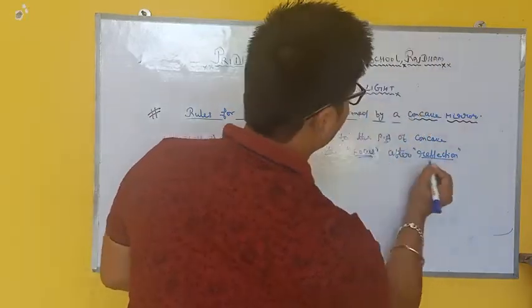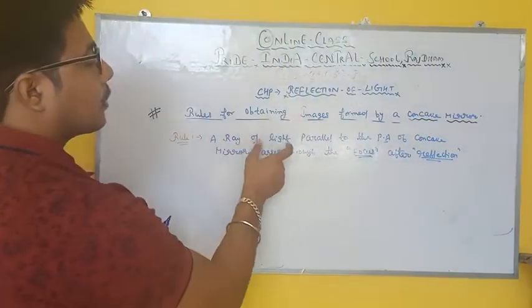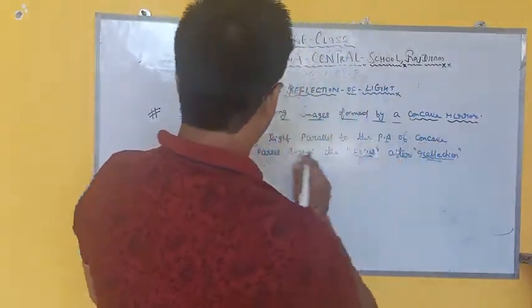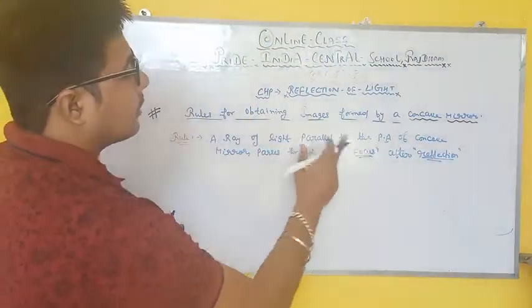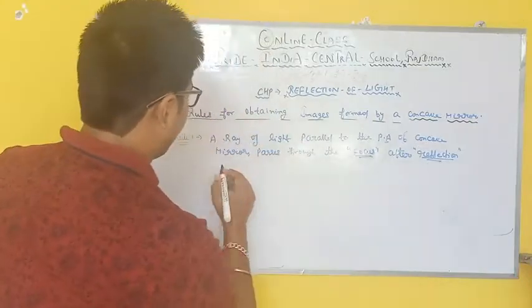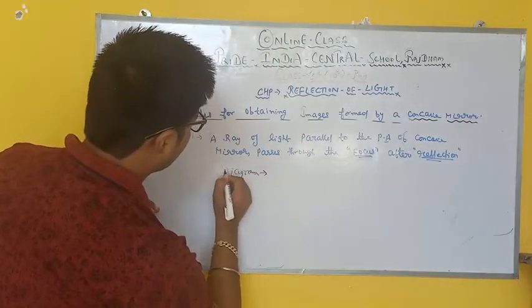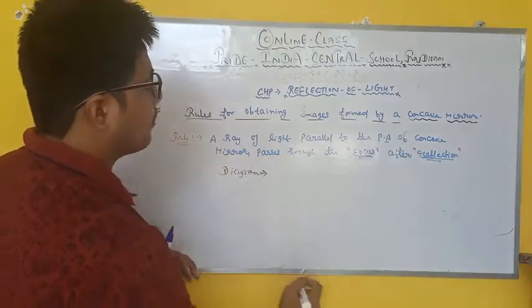So there are two important words, focus and reflection. A ray of light parallel to the principal axis of a concave mirror passes through the focus after reflection. This we will see using a diagram. Okay, how does this happen? See.